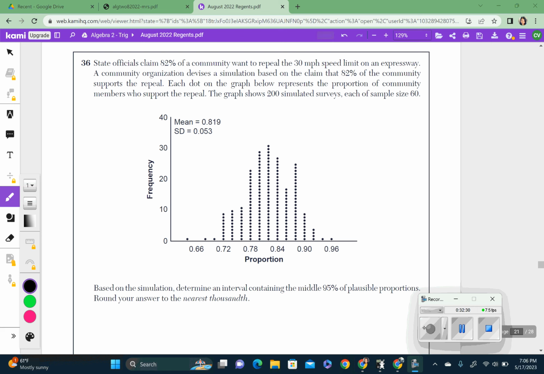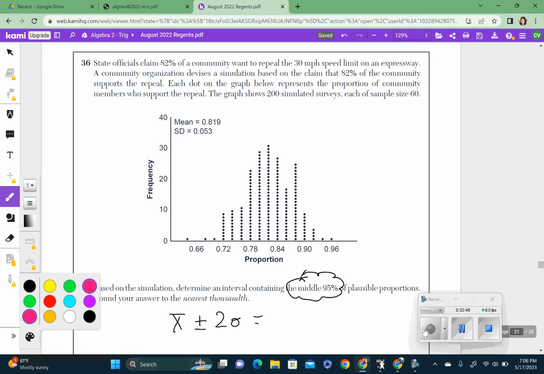Okay. This next question, we're almost done, by the way. This next question looks really difficult, but as soon as you see this middle 95%, the formula from the non-negotiable should come to mind. Mean plus or minus 2 times the standard deviation is all that should come to mind. So look and scan the problem for the mean and the standard deviation, and you should be able to find it right there. Okay, so now we're just going to plug this in.